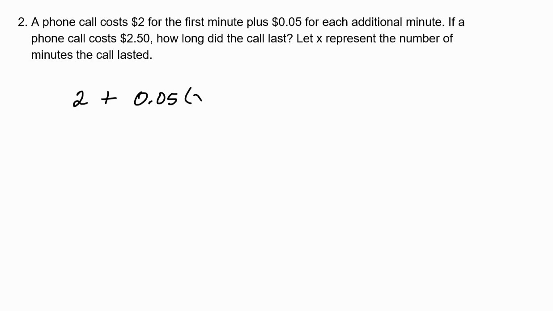So I'm going to multiply that by X minus 1. And the reason why I have X minus 1 is because if the phone call is X minutes, I have to take 1 away from that because that first minute was $2 and the remaining minutes were 5 cents a piece. So that left side of my equation is going to equal $2.50.